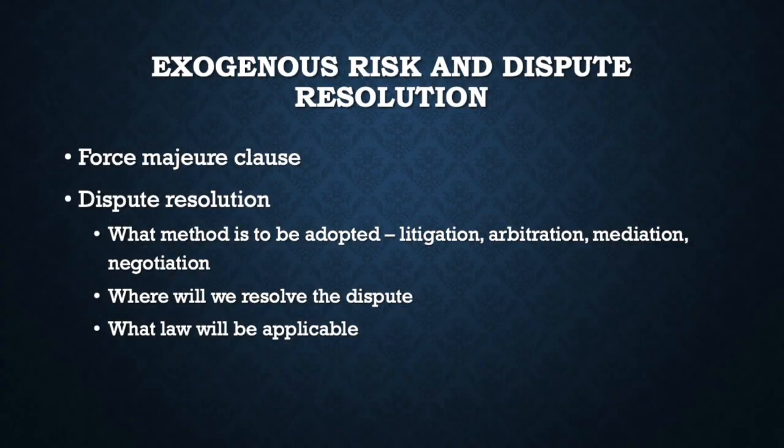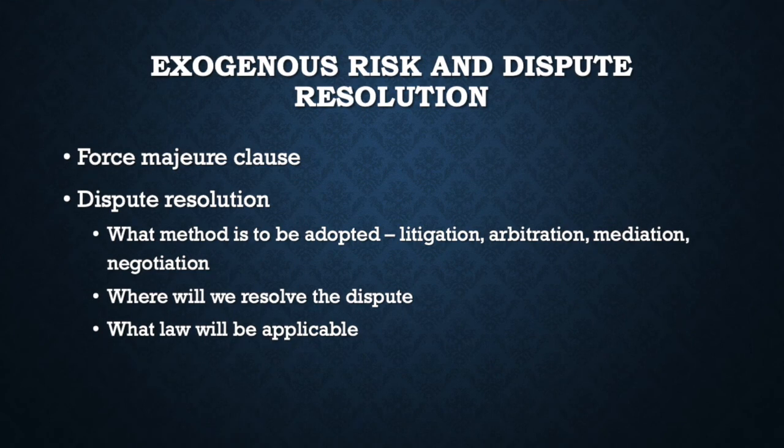The fourth element of any contract is that of exogenous risk and dispute resolution. We've already covered most of the risks involved in any contract. We've covered the risks pertaining to information asymmetry. We've covered the risks pertaining to parties behaving the way they want to or not having any rights or obligations against each other after they've entered into the contract. But if there is any other kind of risk that comes up, a risk that is exogenous, then that is taken care of by a force majeure clause.